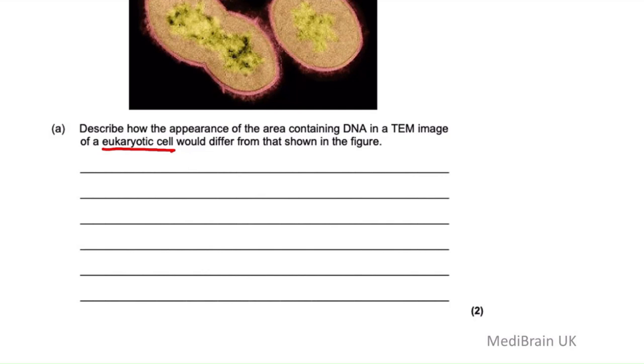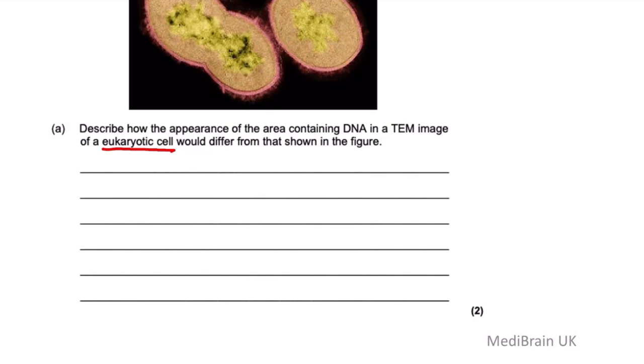Okay, what does a eukaryotic cell have that a prokaryotic cell doesn't have? A eukaryotic cell has a nucleus. So what you would see is that you would see a nucleus, and there's 2 marks, so we're going to have to list 2. So you would have to say nucleus. What else will we not see?